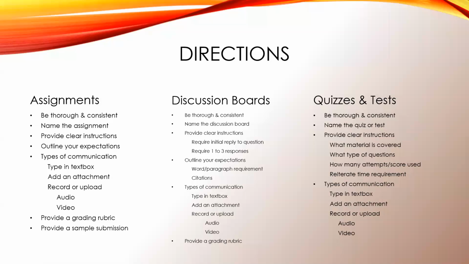And this is really important in the discussion board when you tell the students that they have to put their initial reply to the question and how many students they have to respond to. In all these situations, you want to outline your expectations. You want to let the students know what it is that you want them to do. So for assignments, you may provide a grade rubric or a sample submission. In discussion boards, you might want to tell them you have a word requirement or a paragraph requirement or citation requirement. You can also give them a rubric for discussion boards as well that you can use for grading purposes.